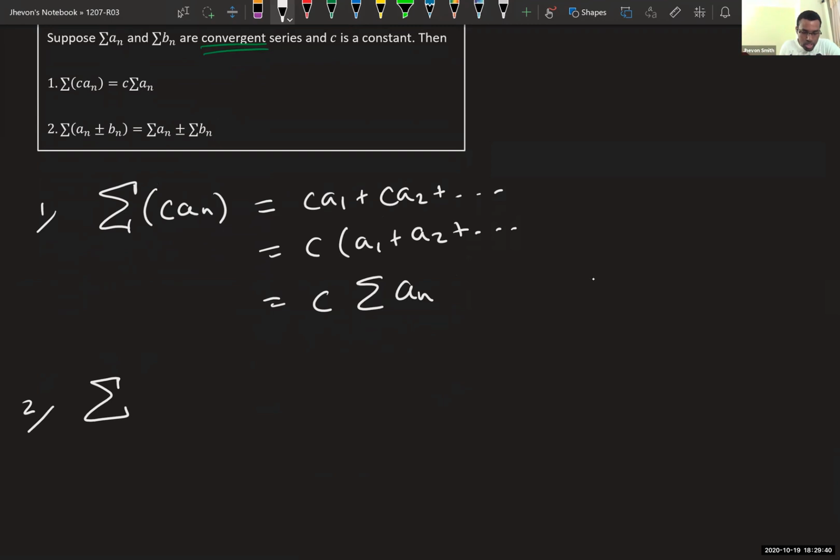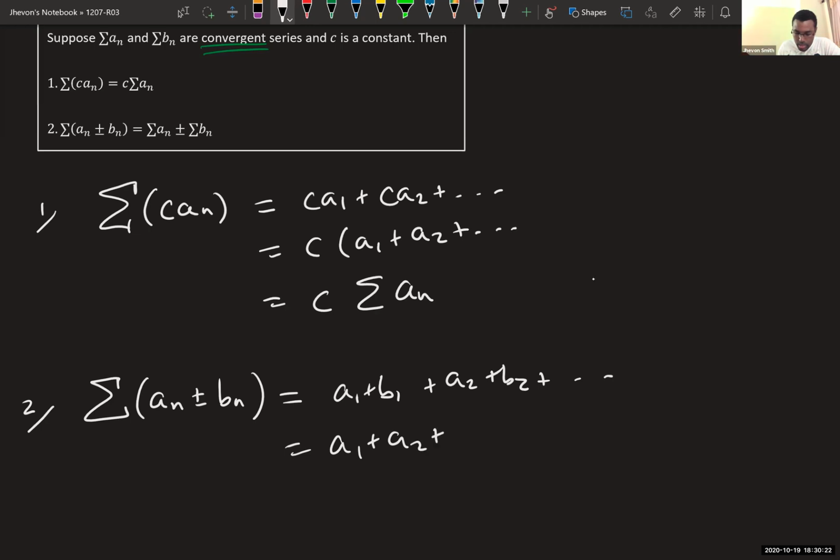We can also distribute series across sums. So it turns out that if you have this, it's like saying you're taking your a1 plus a2 plus and so on, and then plussing or minusing. Let me actually write down the other way. It's like you're taking a1 plus b1 plus a2 plus b2 plus and so on. Essentially like taking the a's.